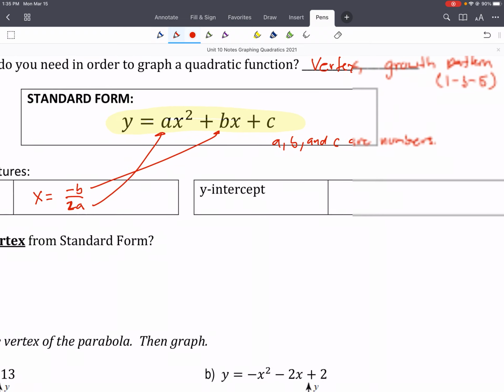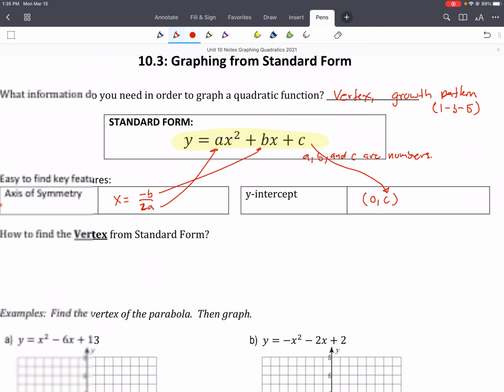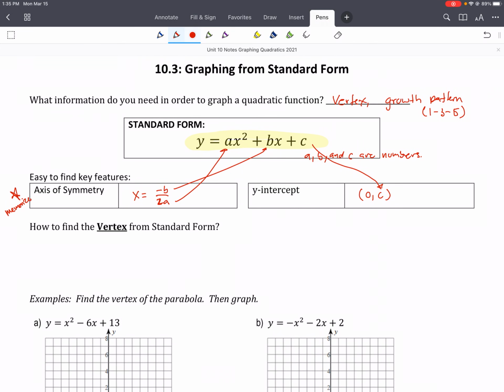And then the y-intercept we can find really easy. It is (0, c). So that comes from the c of your equation. So we can find these two things by just looking at the coefficients or the constants. So, great, we found the axis of symmetry and the y-intercept, but how is that going to help us graph an equation in standard form?